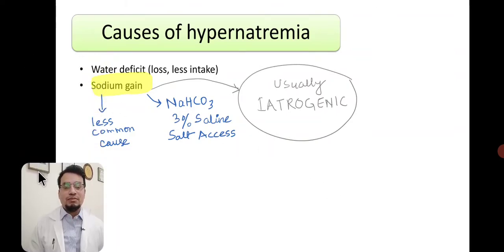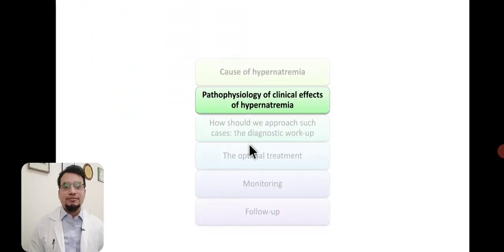Now we will discuss the less common cause of hypernatremia, and that is the solute gain or sodium gain, which can occur in ICU mainly as a result of iatrogenic causes. The most common cause of sodium gain is iatrogenic, wherein a lot of soda bicarb has been infused, or the hyponatremia is overcorrected by hypertonic saline, or so much salt has been taken.